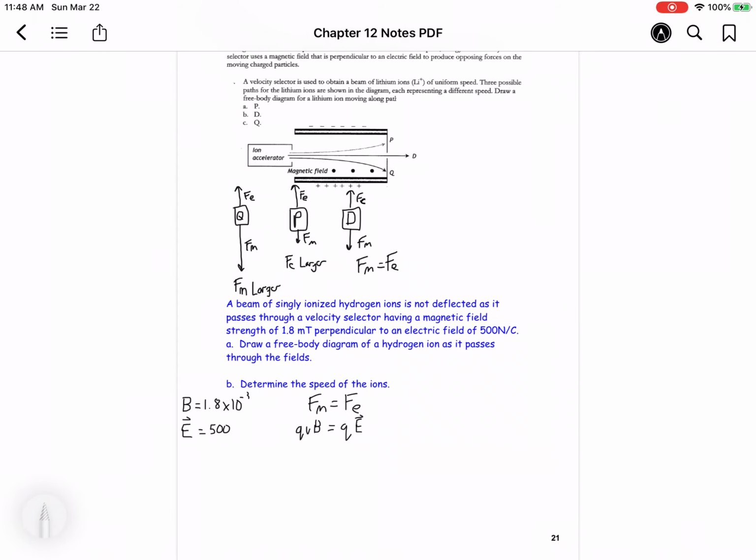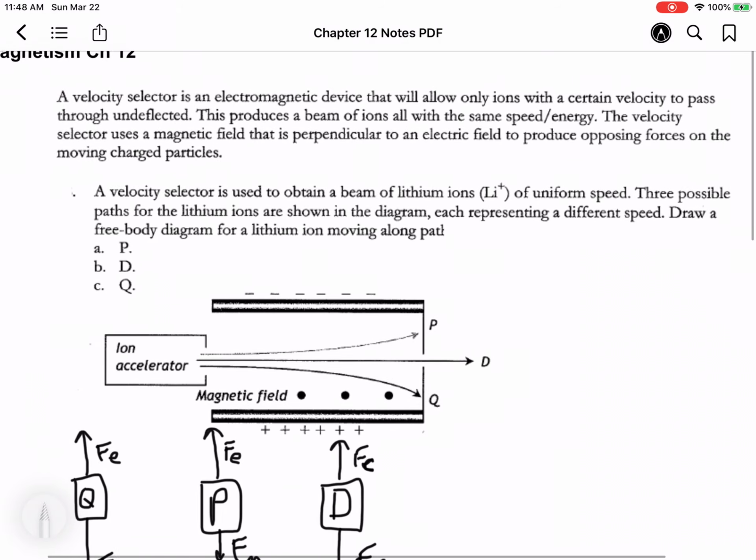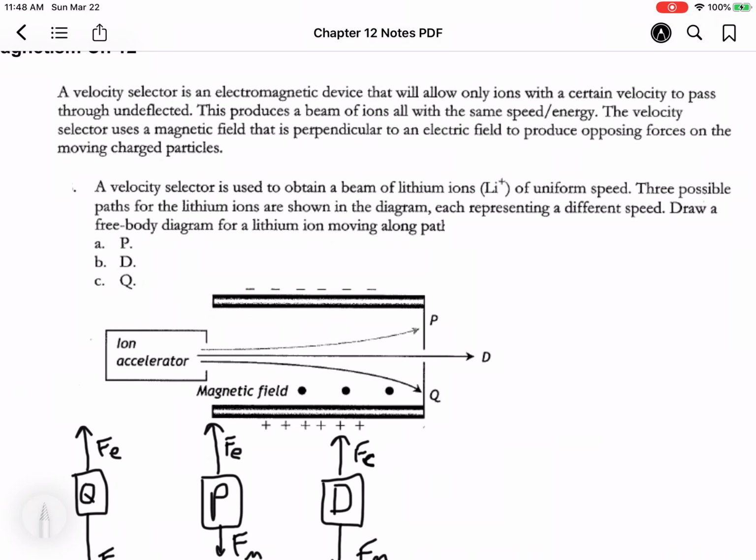So I've filled in some notes for you already, and this is kind of an idea. We have a magnetic field, an electric field, and an ionic accelerator, which is also sometimes known as an ionic gun. What's going to happen here is we're going to shoot 3 objects through: the first one being 3 of the same objects but with different velocities, and the second one being D and Q.